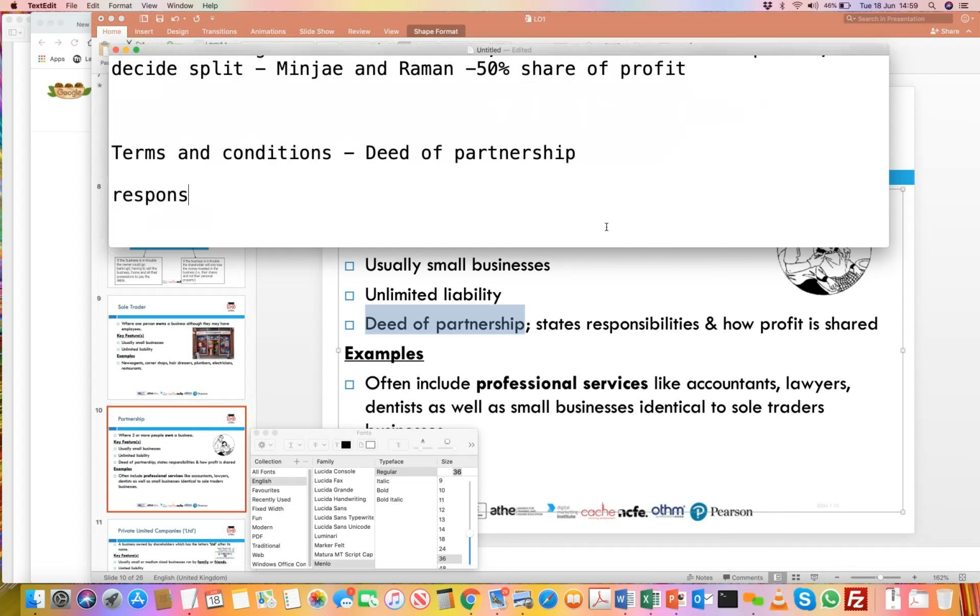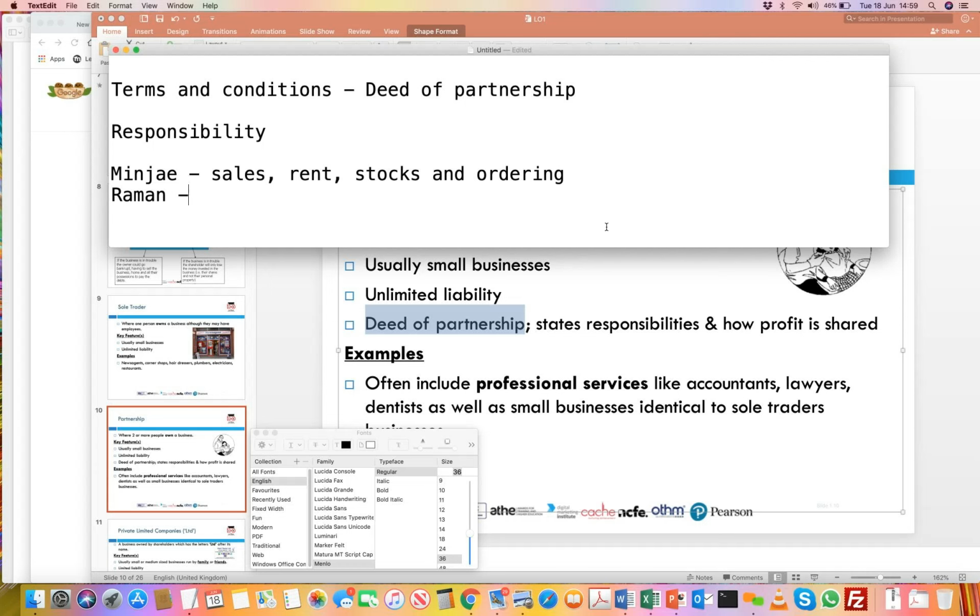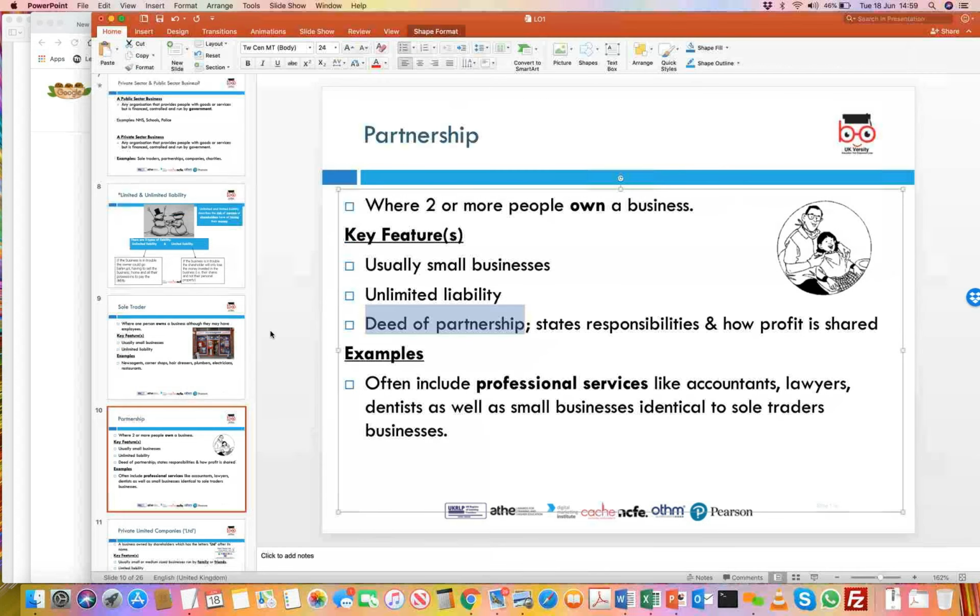And what you also do is you define responsibility, right? Responsibility will be: Minjay is responsible for sales, he is responsible for, say, rent, he is responsible for stocks and ordering. Raman is responsible for marketing, he is responsible for employee wages, and also dealing with customers. So you divide responsibility.